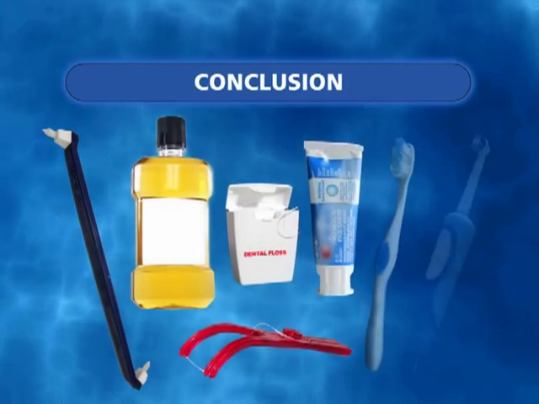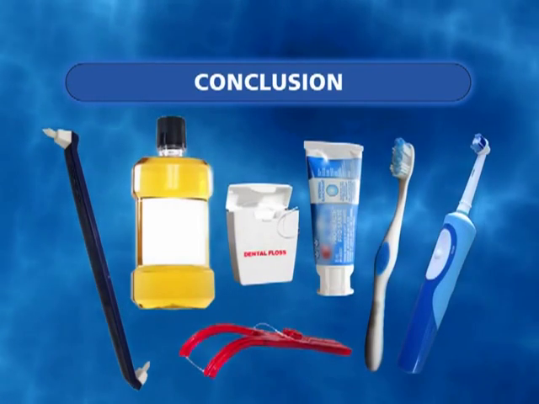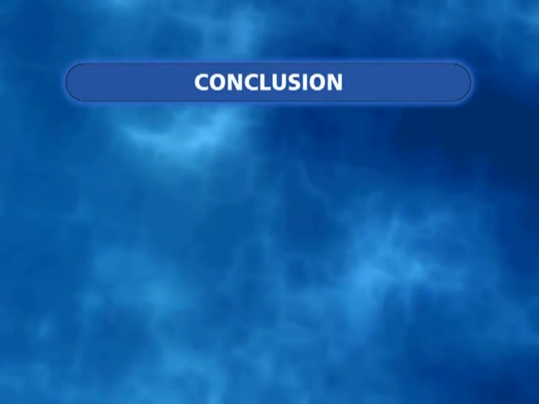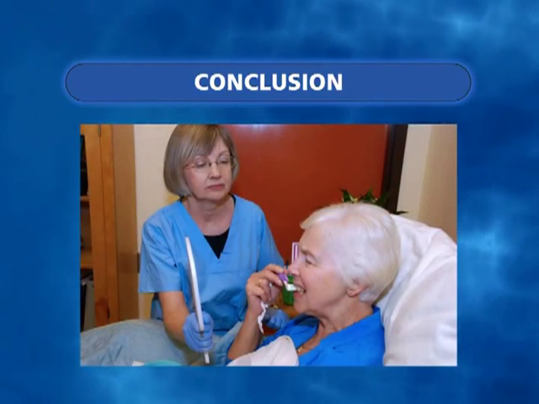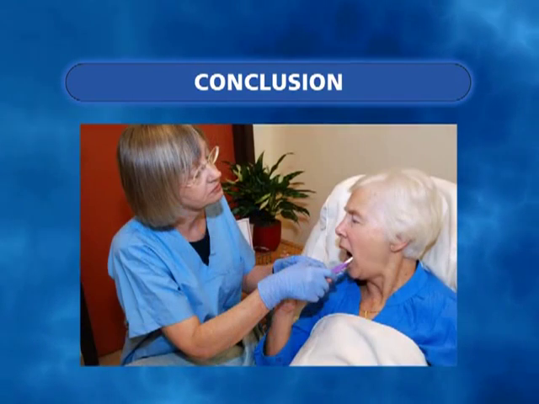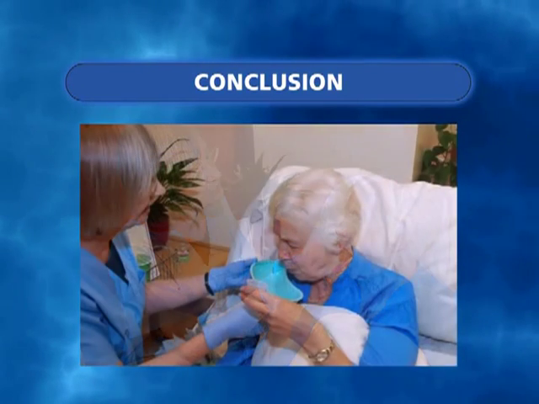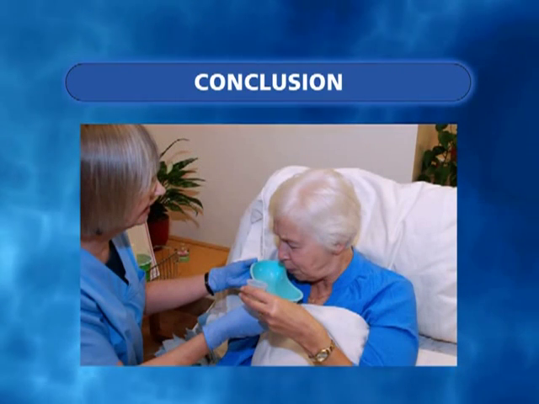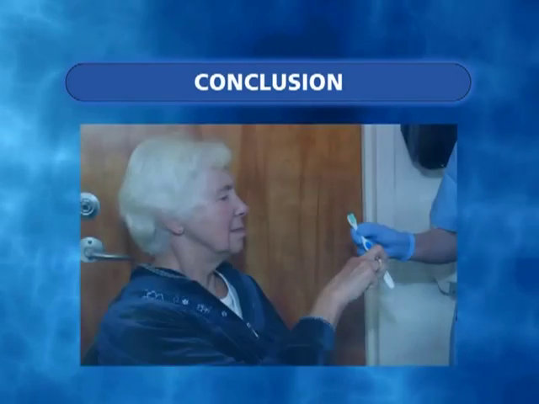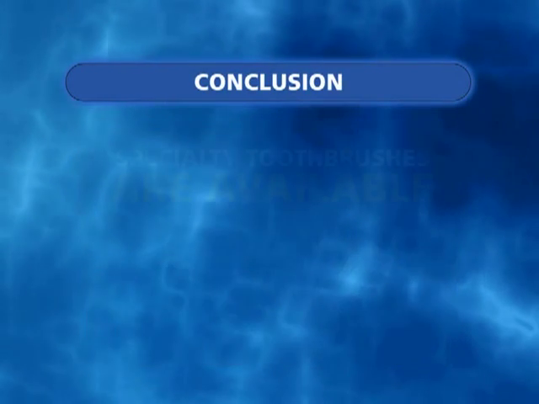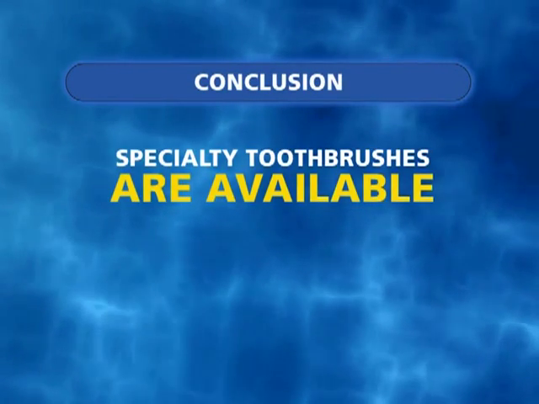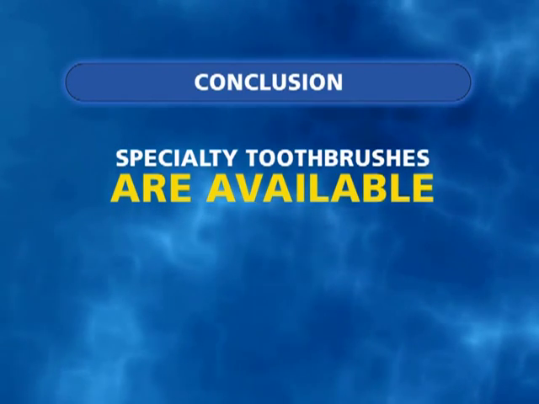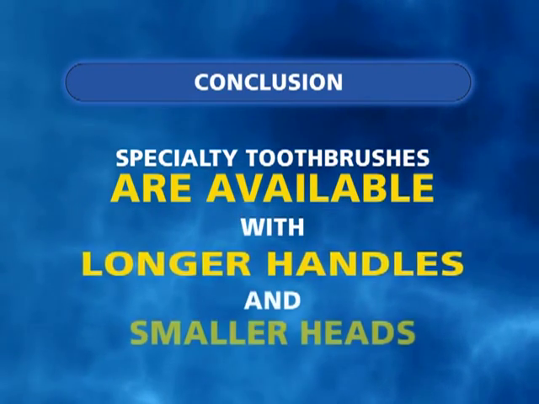Conclusion. There are many oral health products available today that serve many different purposes. The best way to determine whether or not to use a particular product with a resident is to look at their physical abilities and what their specific oral care needs are. If they have physical limitations, specialty toothbrushes are available with many different properties, for example, longer handles and smaller heads.